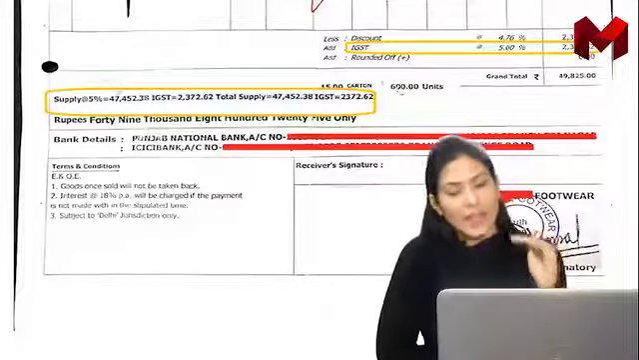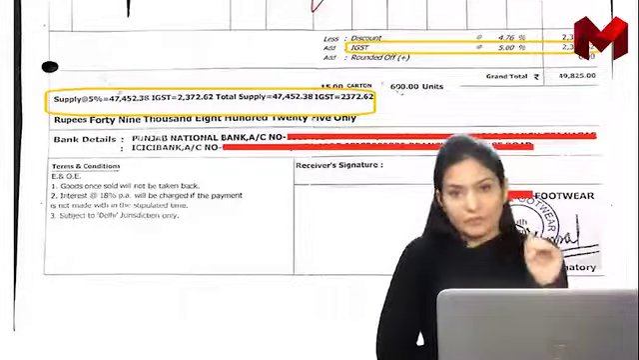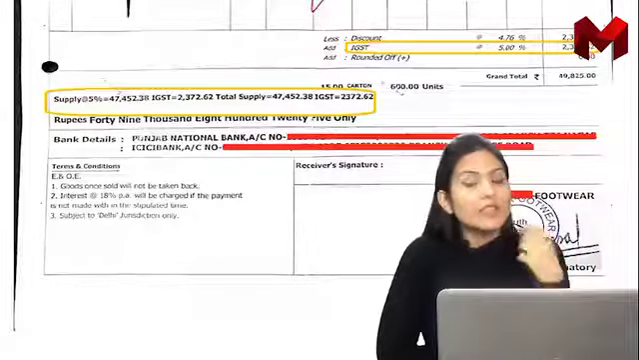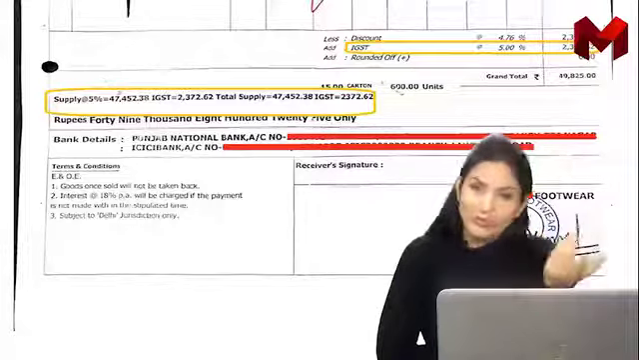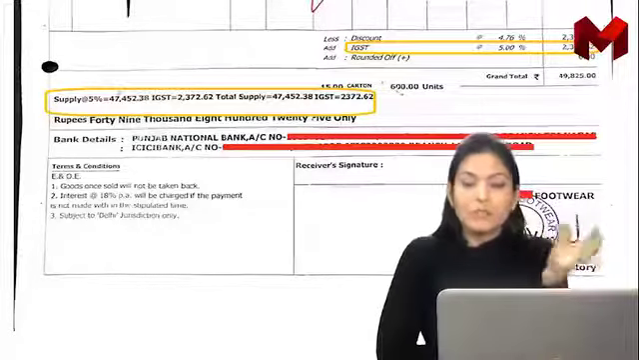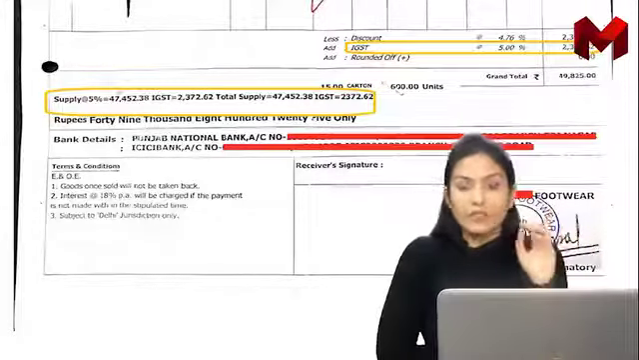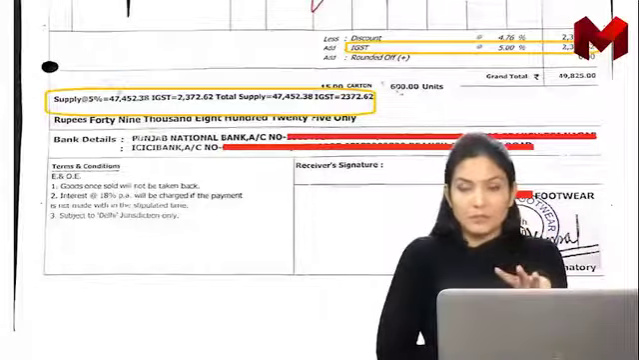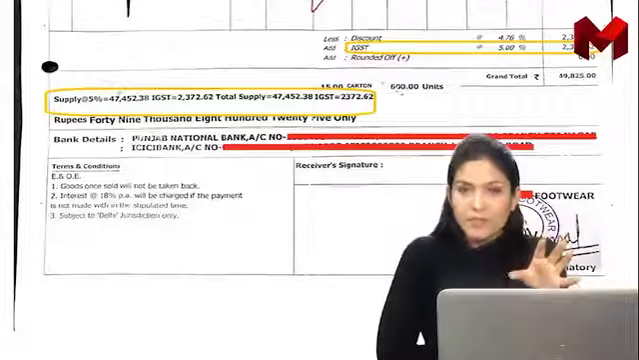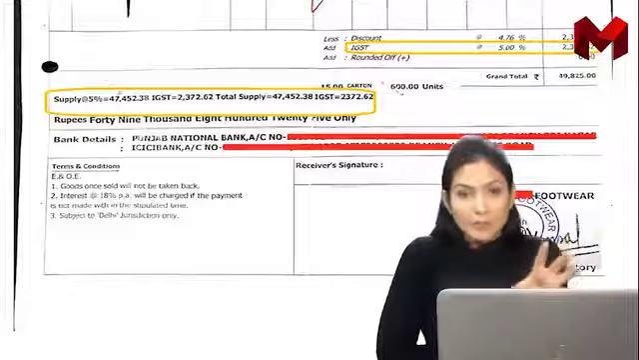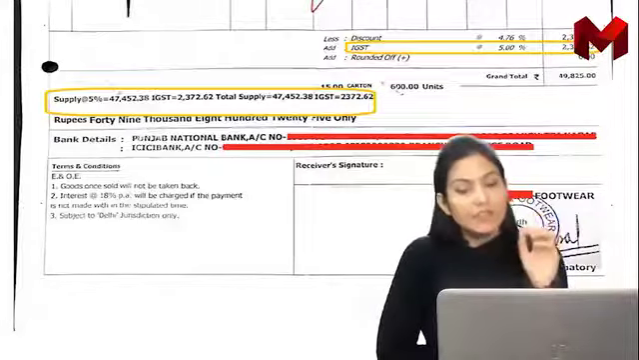Then IGST at the rate of 5%. Why IGST? Because we both belong to different states. So this bill needs to be entered under the IGST column. This is our input tax, and the input tax is 5% IGST.